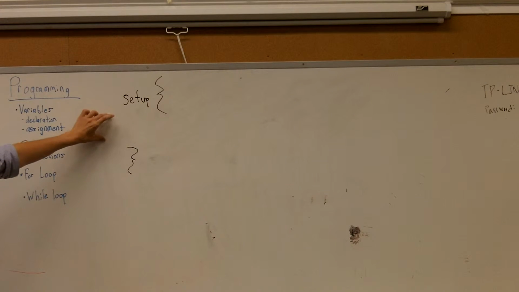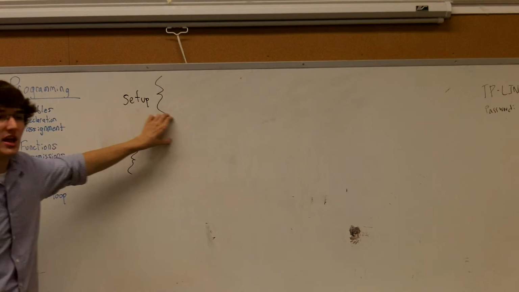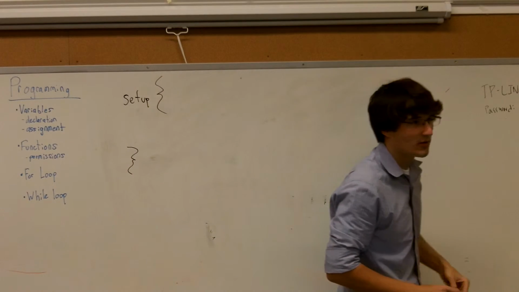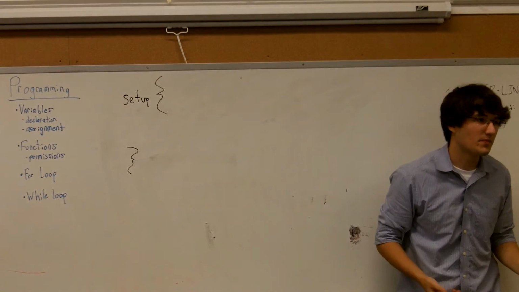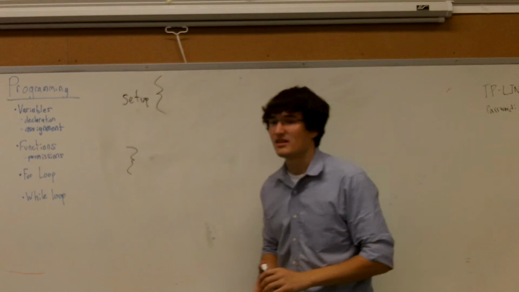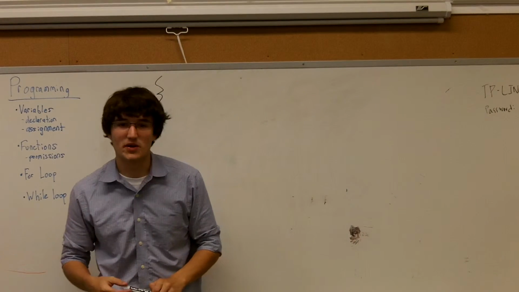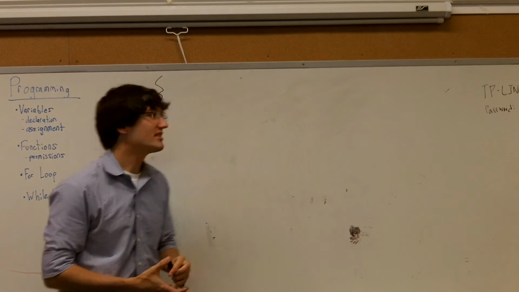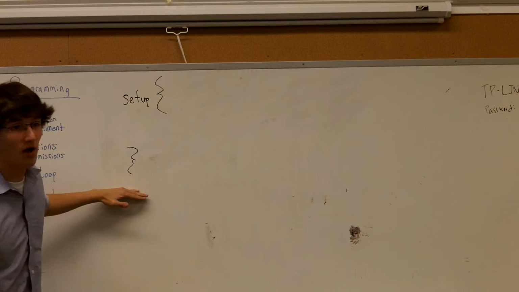So if you're going to be using servos, this is where you initialize what your servos are. So you're going to write that your servo is going to be used on pin 3. This is where you're going to set up your baud rate to say that your serial monitor is going to communicate on baud of 9,600. So this code is only going to get run once.